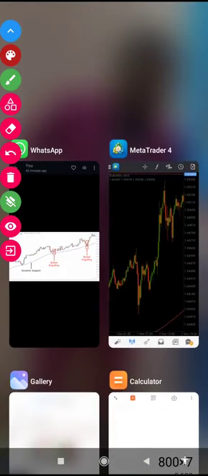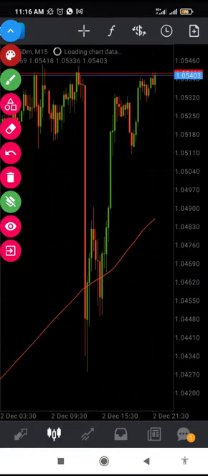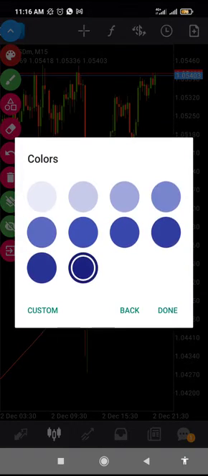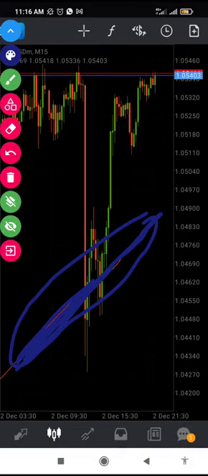Another thing you can use to check if the market is going down or coming up is the moving average. Let me show you the moving average. This is my moving average here, and here. This long line here is my moving average.